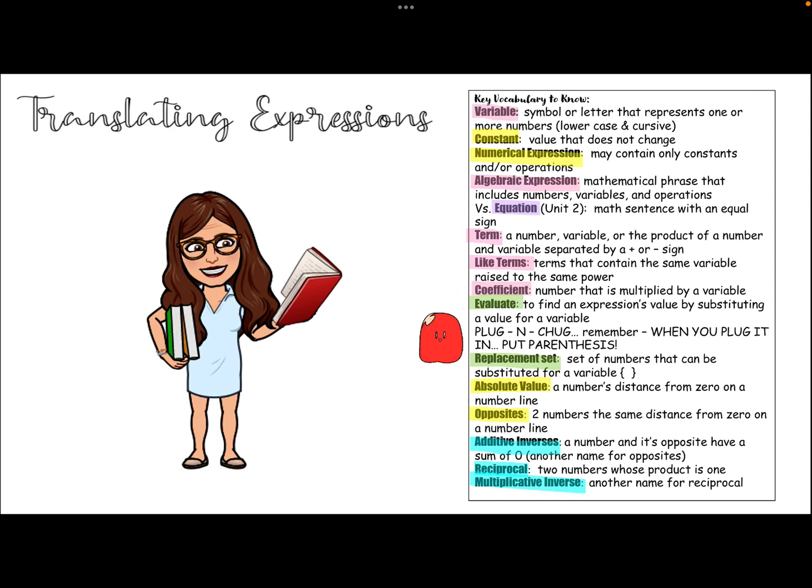Today's lesson, we will be looking at algebraic expressions. So at the beginning of the unit, we looked at numeric expressions, and now we're moving on to algebraic expressions. First, we're just going to highlight some key vocabulary terms, and I went ahead and color coordinated.